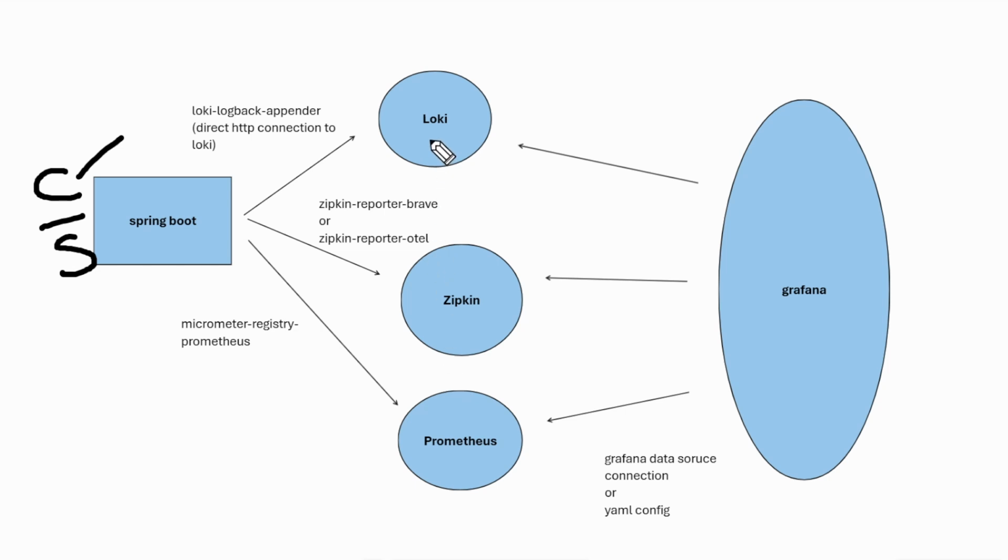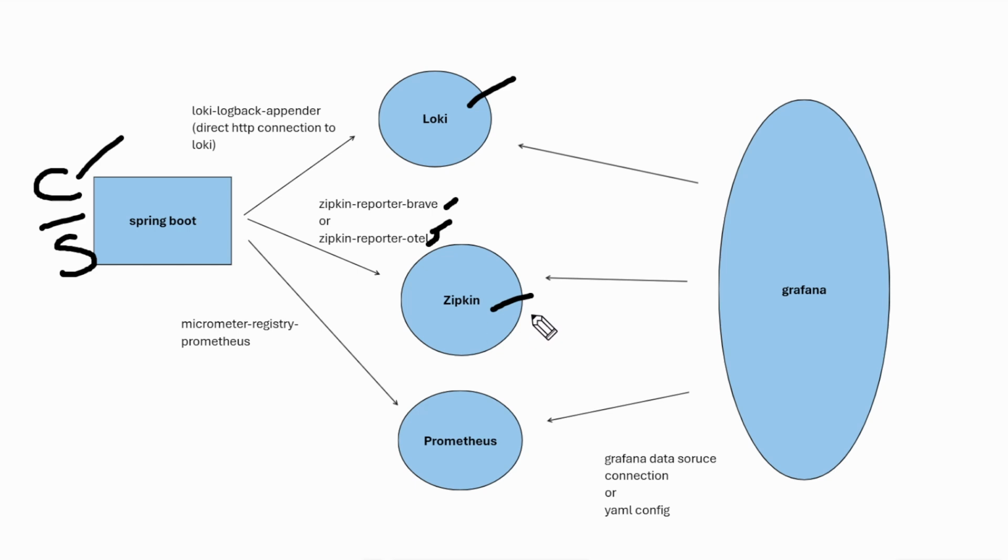The first thing it would communicate with is Loki. Loki is the data backend for logs, where those logs are stored. With respect to traces, we have Zipkin here, where we would use one of these dependencies in our Spring Boot application to connect to Zipkin. Earlier versions of Zipkin don't support OTel, but the version I'm on right now is Spring Boot 3.4, which supports OTel.